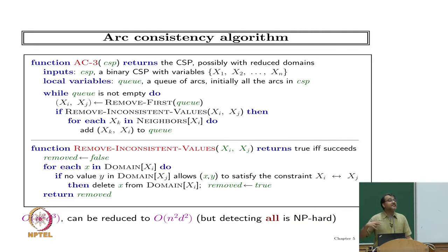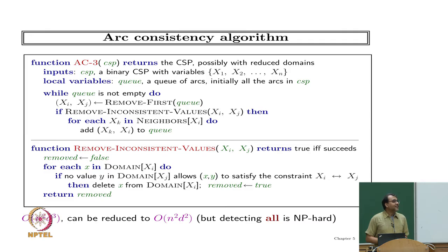If I remember the support for each value of a variable, how many values in x were supporting this value, and if the value goes down below a certain point, then I invoke that arc, and I even remember which values were supporting. So if I do a lot of bookkeeping, then I can reduce it to n square d square, which is the best we can do, and that algorithm is called AC4.